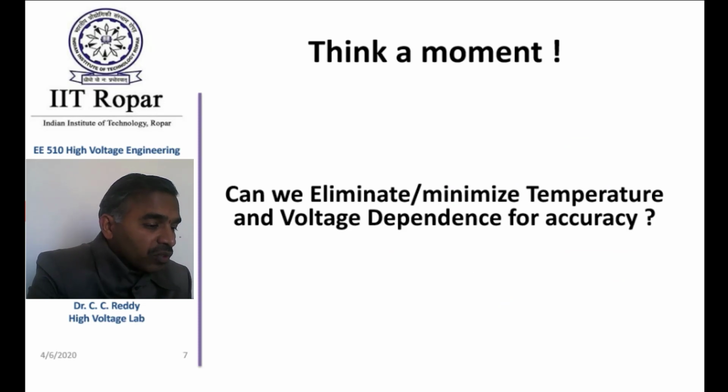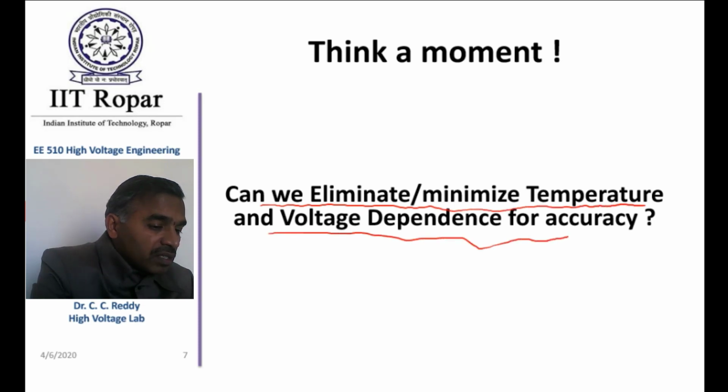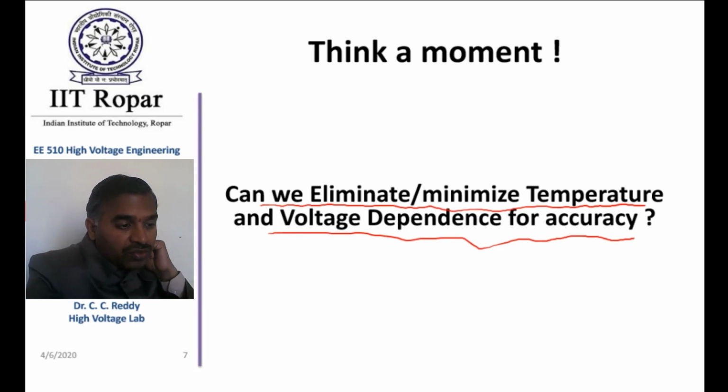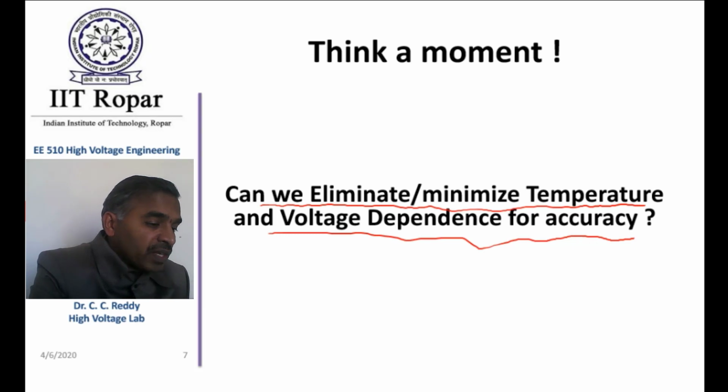So think a moment, one more thing: can we eliminate or minimize this temperature and voltage dependence for accuracy? Somehow can we manage without actually changing the material? Because as you have seen, all the materials exhibit some temperature dependence. Of course, you can also go back and see the coefficients alpha that I have given you, compare them and try to observe whichever has the lowest temperature dependence.